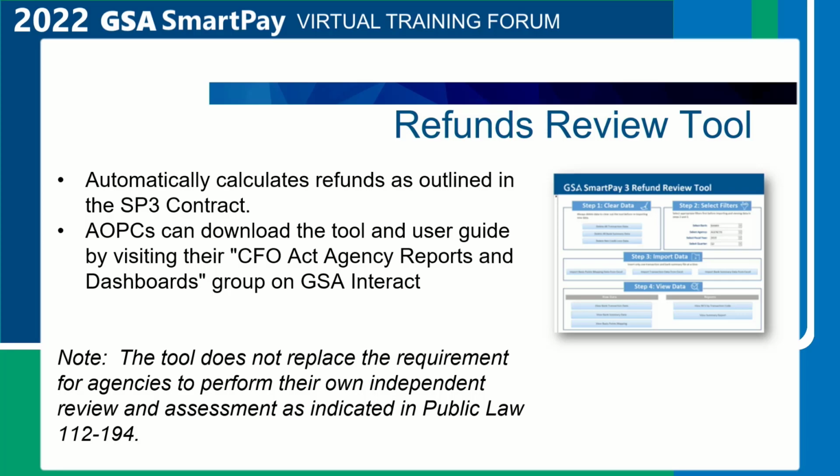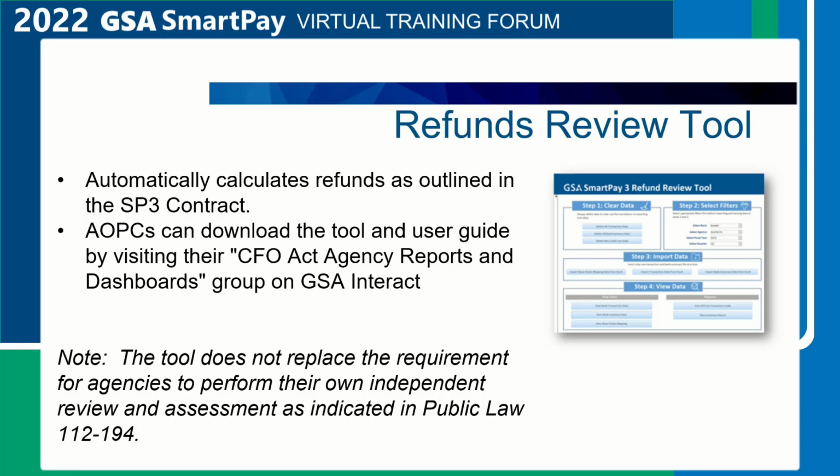GSA SmartPay developed an automated refund review tool for agencies to automatically calculate refunds on a quarterly basis. To aid customer agencies in recalculating and reviewing refunds paid from their contractor bank, the Center for Charge Card Management, CCCM, Data Management Division, developed the automated refund review tool for agencies to automatically calculate refunds on a quarterly basis. The automated refund review tool is a method of re-performing GSA SmartPay refund calculations.